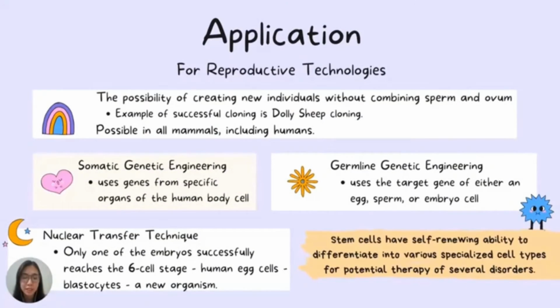Stem cell is one of the cell types used for nuclear transfer in gene cloning and therapy. Stem cells can differentiate into specialized cells and have important characteristics that distinguish them from other cells, namely self-renewing ability through mitotic division, for potential therapy of several disorders.